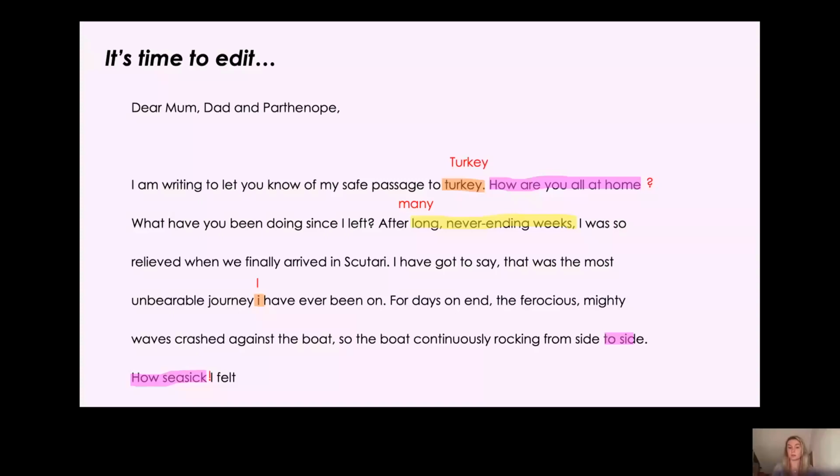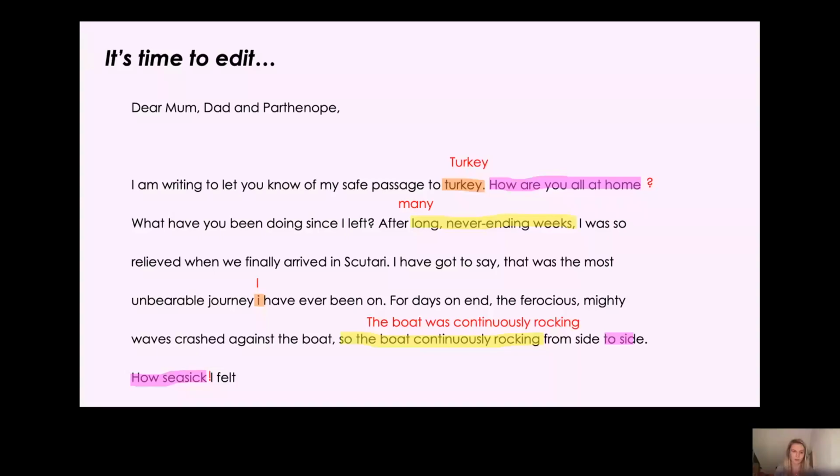For days on end, the ferocious, mighty waves. There we go. So I've got my determiner. I've got ferocious and mighty, my two adjectives, and I've got my noun, which is waves. Crashed against the boat. So the boat continuously rocking from side to side. Now I've tried to use a past progressive here. The boat rocking, the boat continuously rocking. What am I missing? So I need my subject, which is the boat. And then I need my past tense of to be, which is was. The boat was continuously rocking from side to side.